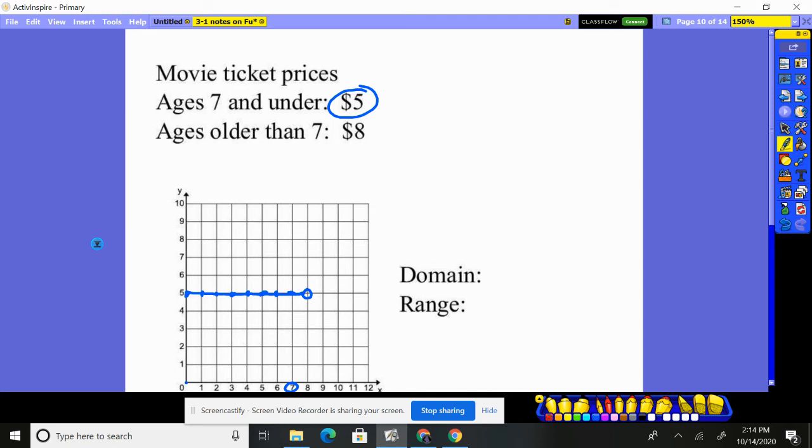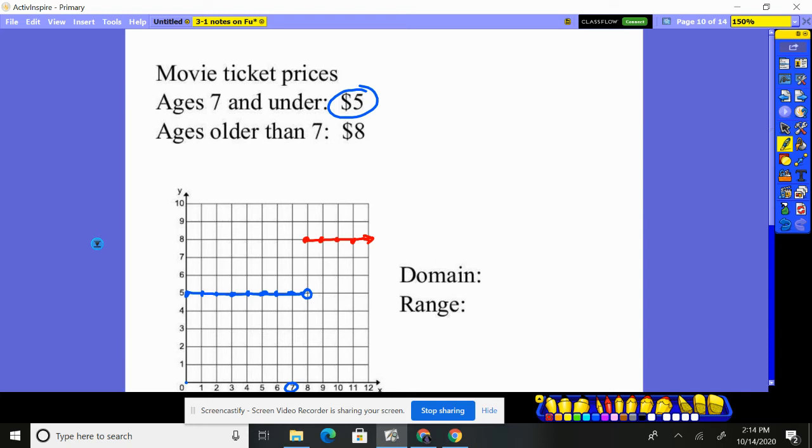Well, what about if you just turned 8? You have to pay $8. So the price for an 8-year-old is $8. For a 9-year-old, 10-year-old, and so forth. That would be sort of like this and continuing.